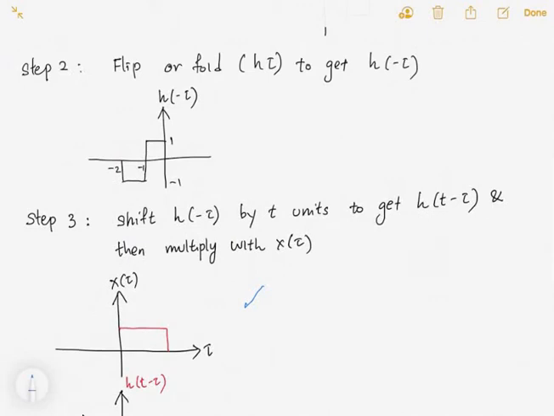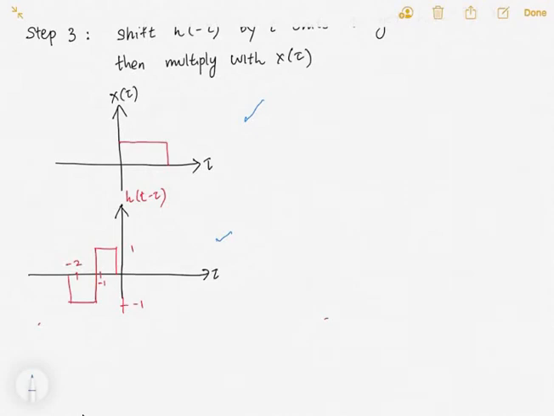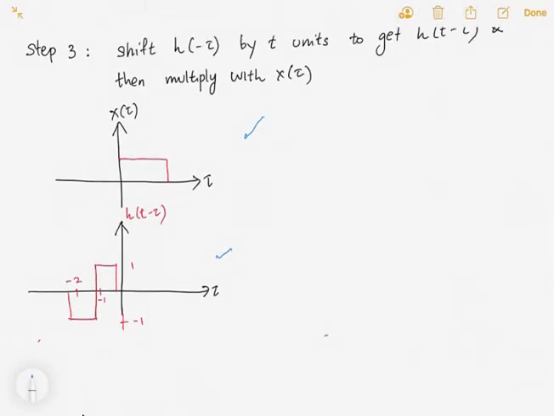From previously, you get h(negative tau), right? So you slightly shift to the left, and it turns to h(t minus tau). So what is the overlapping region? Is there any overlapping region between x(tau) and h(t minus tau)? No, right? There's no overlapping region. So no overlapping region means that for t less than 0, y(t) is equal to 0.